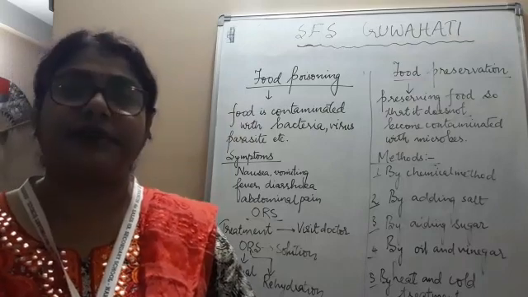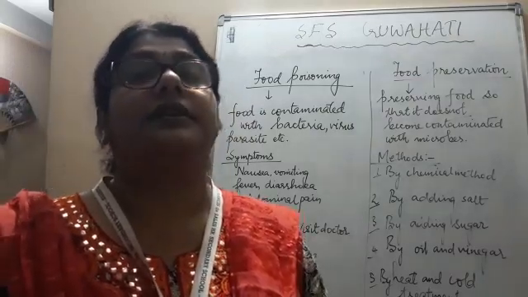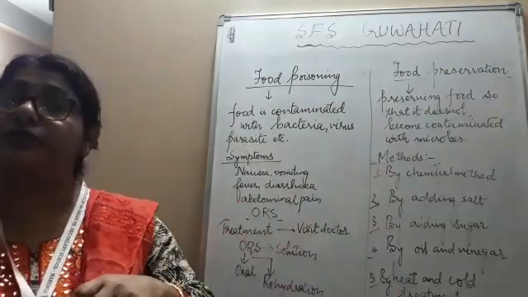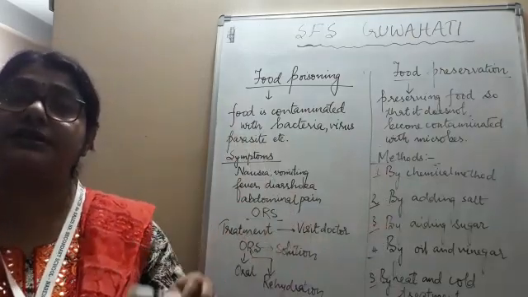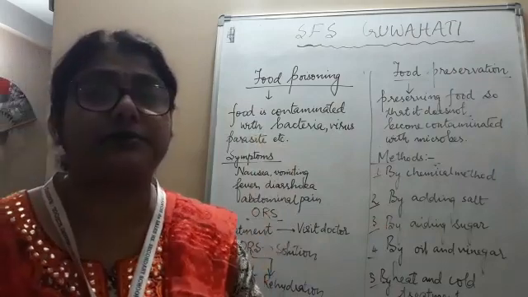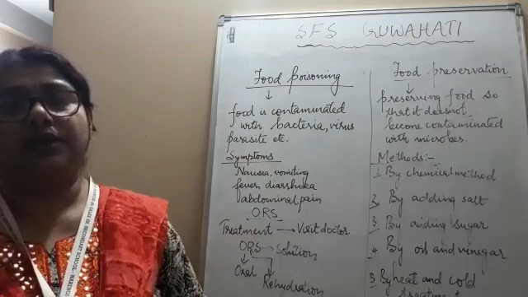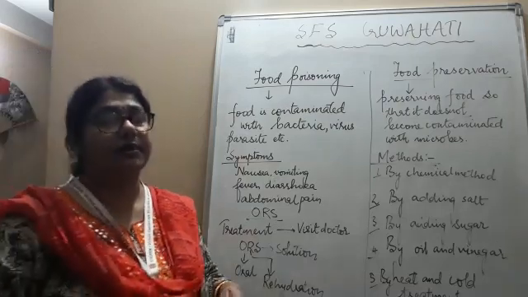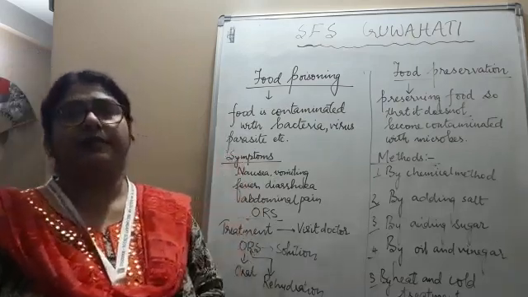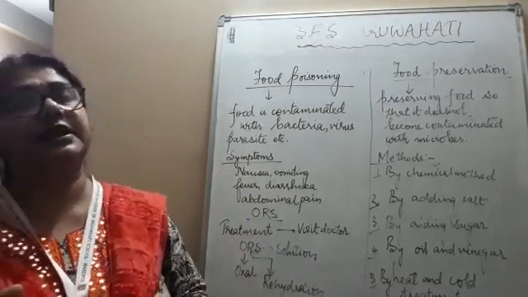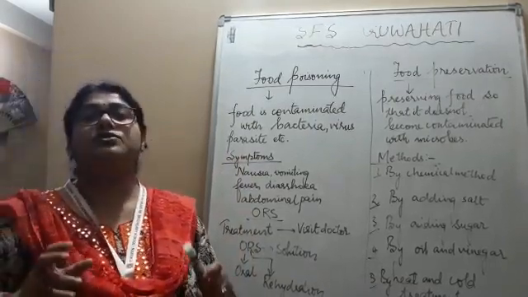Last class we have been discussing the different kinds of microbes, what they do, which are very harmful to us, and the disease causing microbes causing different kinds of diseases in us. So we have learned about that. Today we'll learn about food poisoning. That means how the food gets contaminated with different kinds of microorganisms and becomes toxic.